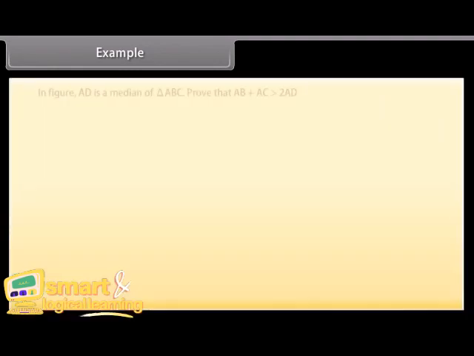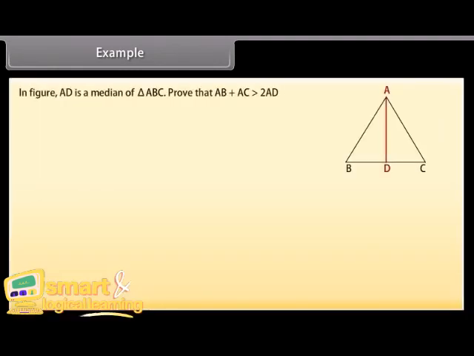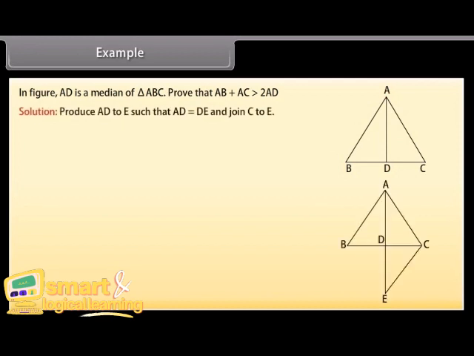Example: in the figure, AD is a median of triangle ABC. Prove that AB plus AC is greater than 2AD. Solution: produce AD to E such that AD is equal to DE and join C to E. Consider triangle ABD and triangle ECD. Here BD is equal to CD. Angle ADB is equal to angle EDC. AD is equal to ED.